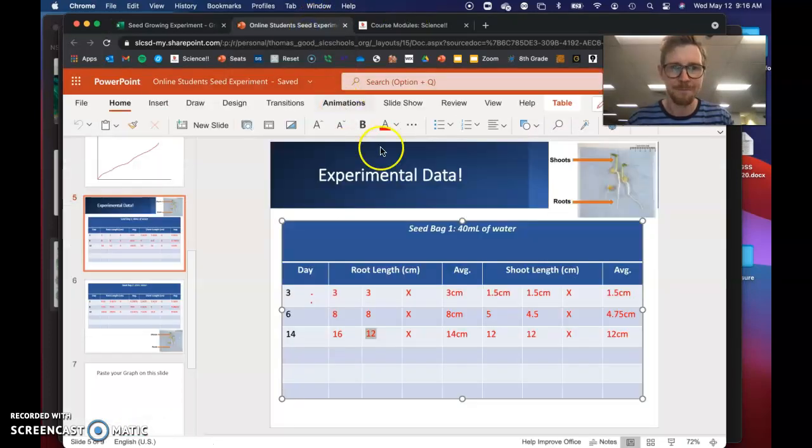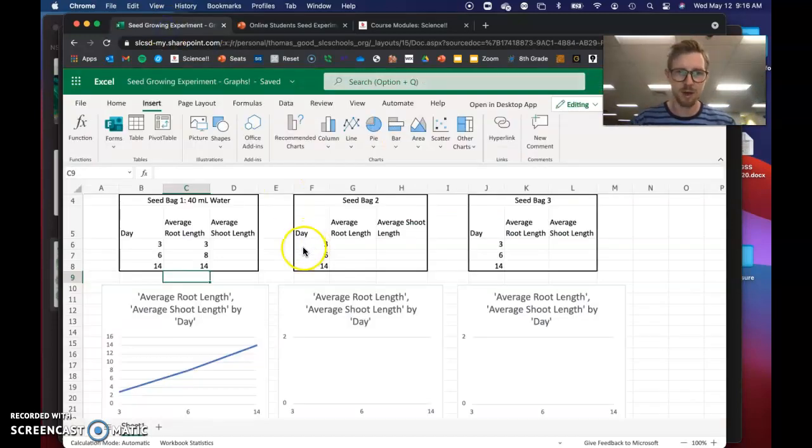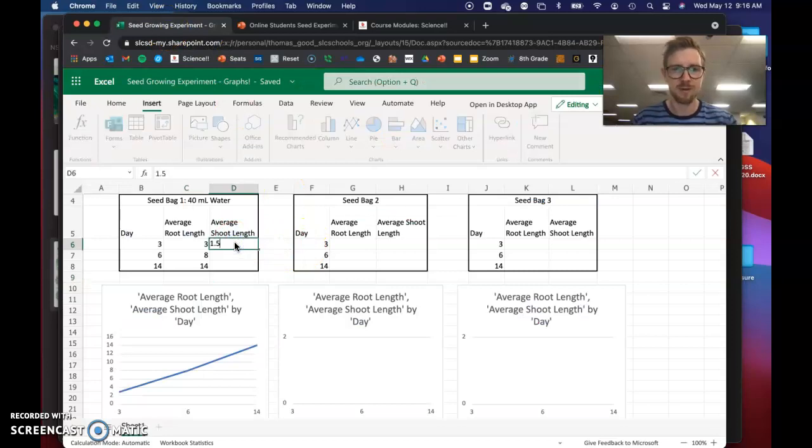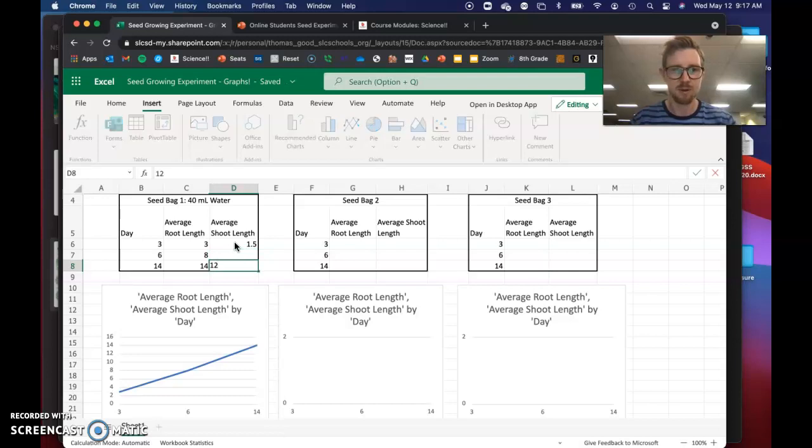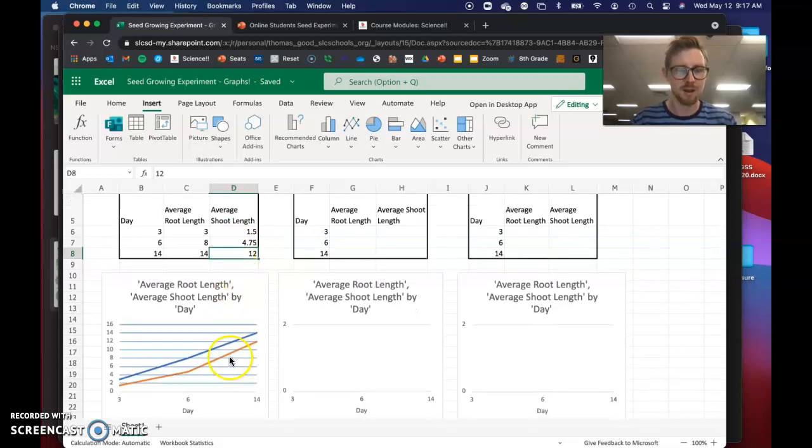So cool. Okay, also in seed bag 1, we measured our shoots, the things that go up, the green leaves. The averages were 1.5, 4.75, and 12. Whoops, what happened here? Look, it makes the graph for me.